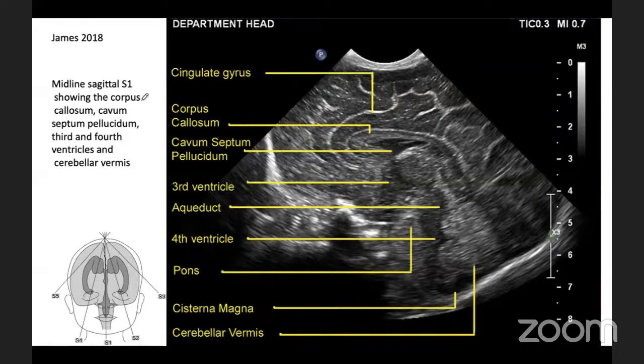So if you take the view in the midline structures, you will appreciate the septum pellucidum, and on top of it, the gyrus is called the cingulate gyrus. Below this will be the septum pellucidum, and then here will be the third ventricle. Aqueduct will come here, and then this will be the fourth ventricle. Back would be the cerebellum. This will be the cisterna magna. And in front of the fourth ventricle will be the pons.